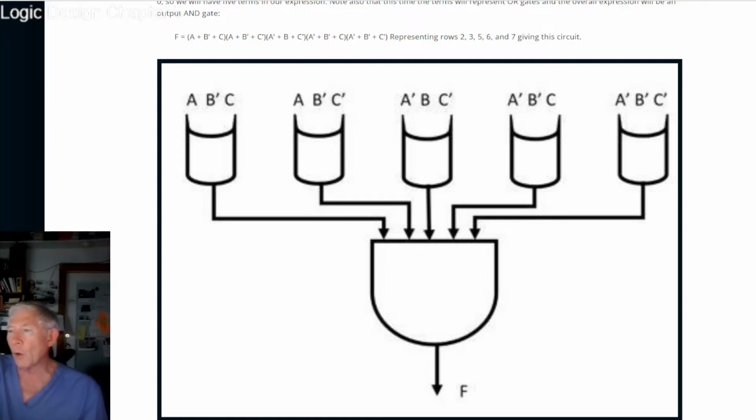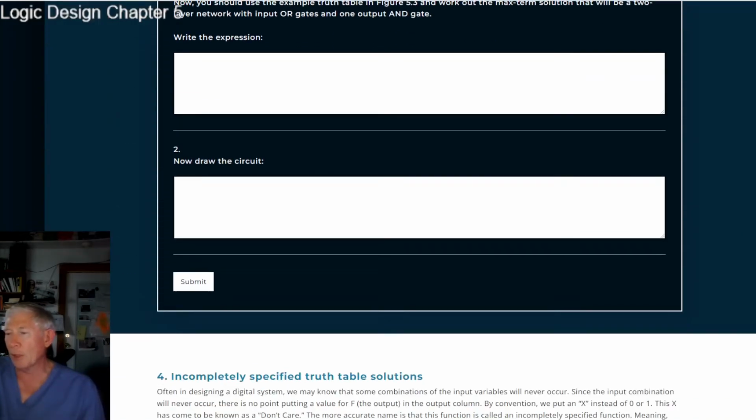So we have OR gates in the input, and these look like OR terms, but we're ORing them together, so there's pluses in here. And each of these OR gates feeds into this one AND gate. That is, we are multiplying together the results of these OR terms, so it's a product of some terms, if you will. So it's POS, or this is the max term solution. And of course, we should be able to simplify.